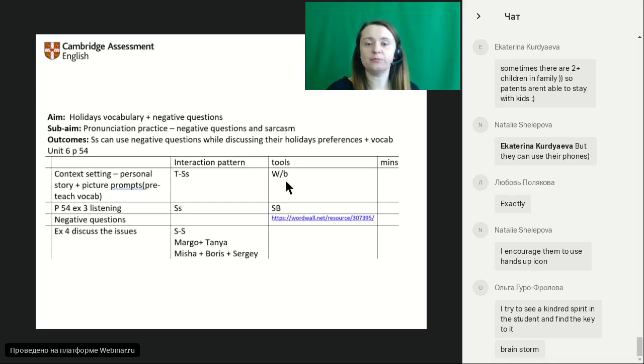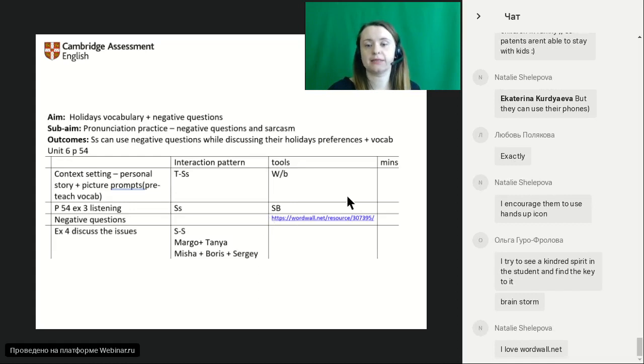And also, I write here the tools that I'm going to use in order to turn on the whiteboard at the exact moment, or click the link. Yeah, in this case, it's the link to WordWall.